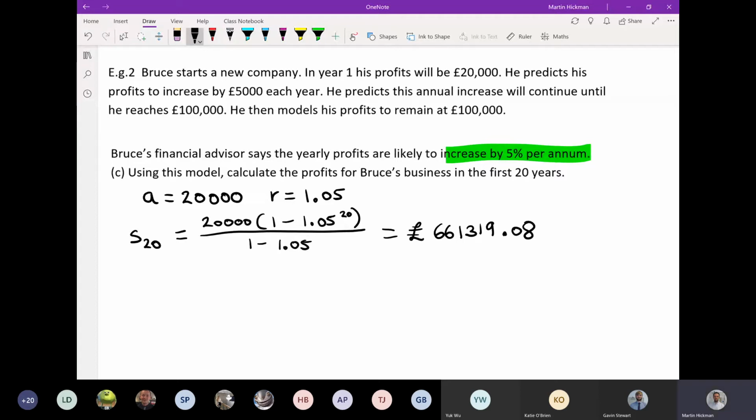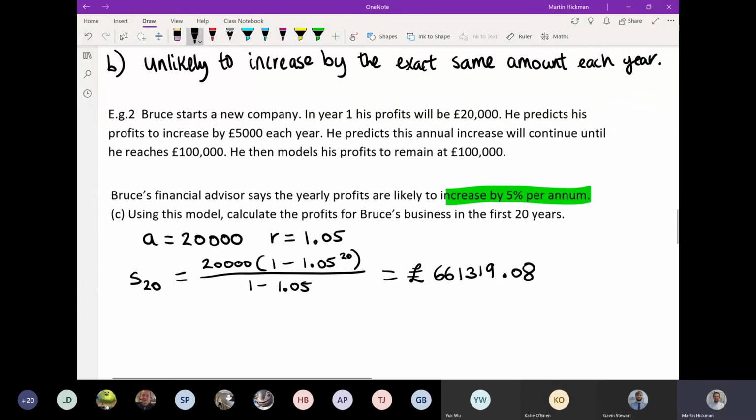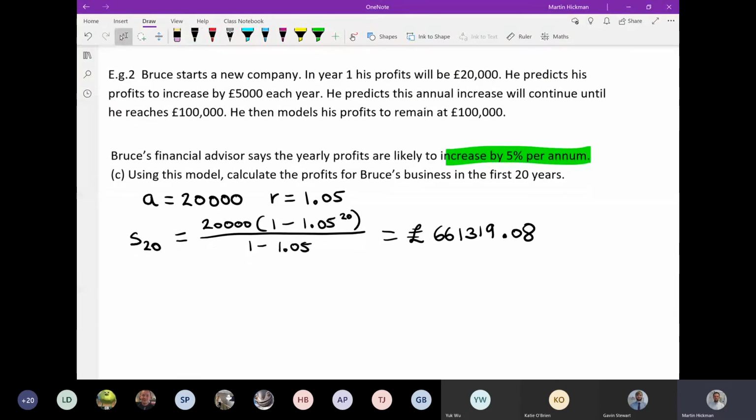And again, we should get quite a big number, not quite as big as before. If you think about it, it's only increasing by 5%. So before we said it was increasing like 5,000 each time. So for the early years, that 5,000 increase is much more significant than a 5% increase. So you would expect something a little bit less, even though when you get to the larger terms, it is starting to get bigger and bigger. And it will eventually take over that 5,000 towards the end. But that sounds like a sensible figure. Okay, £661,000 roughly. That sounds sensible.